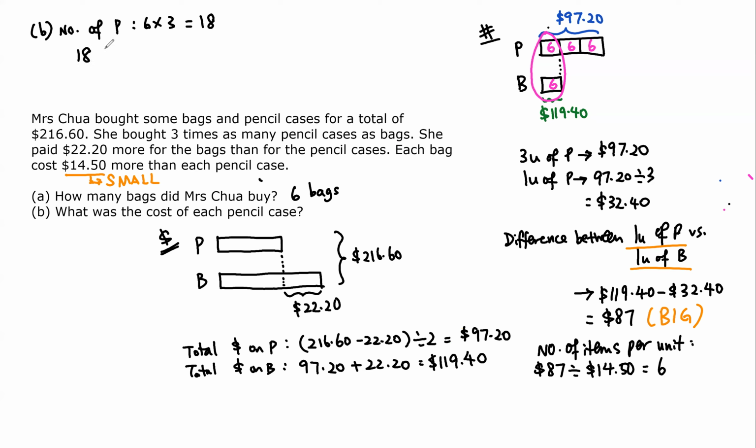All right, so part B is relatively easier. So 18 pencil cases cost $97.20, which means for 1 pencil case, it's going to be $5.40. Okay, if you divide by 18, let me write out the step. $97.20 divided by 18, that would be $5.40. So the cost of each pencil case is $5.40, and this is typically 1 or 2 marks.